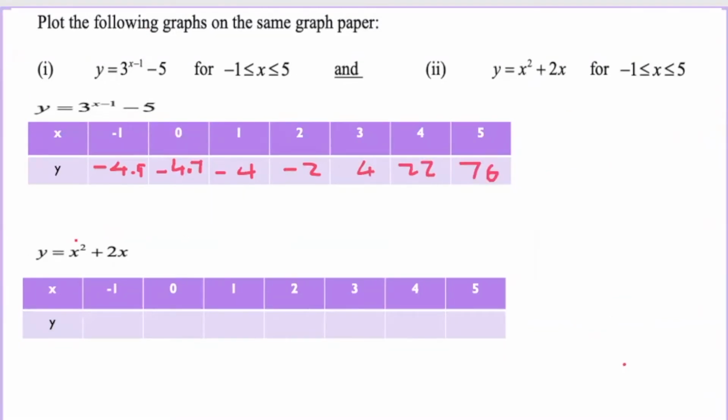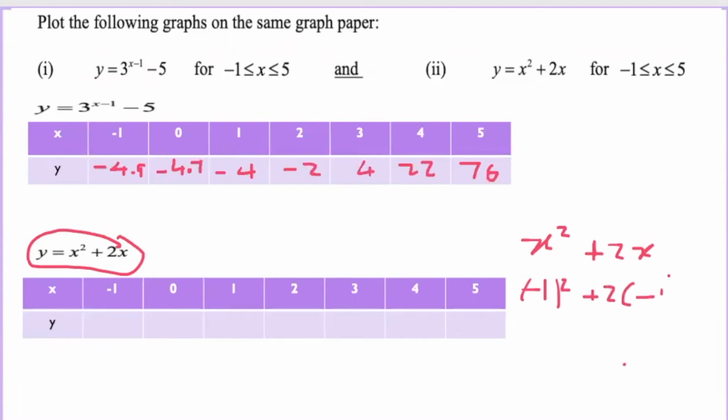Now, the next one that I'll be finding the coordinates for is y equals x squared plus 2x. So we have x squared plus 2x. I'll replace x with minus 1. So I'll have negative 1 squared plus 2 times negative 1. Negative 1 squared is 1. 2 times minus 1, that's minus 2. So 1 minus 2, that's negative 1. So I'll have a negative 1 here.